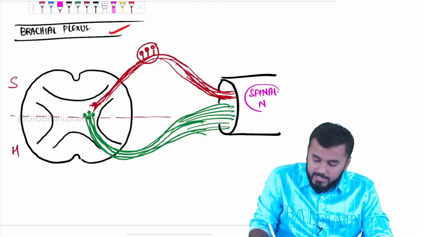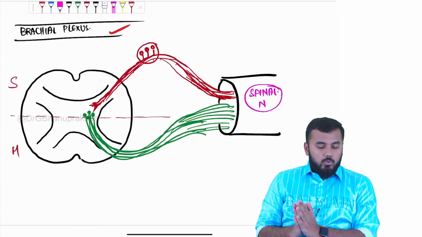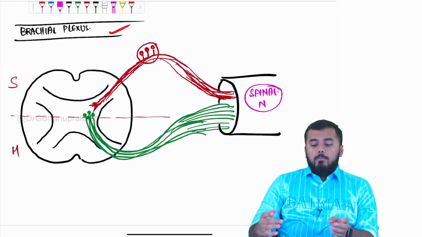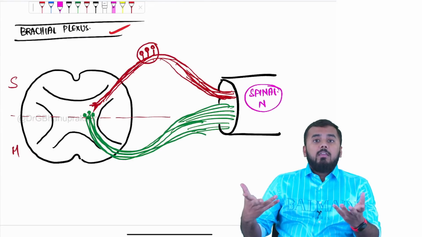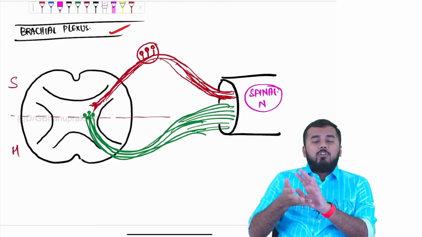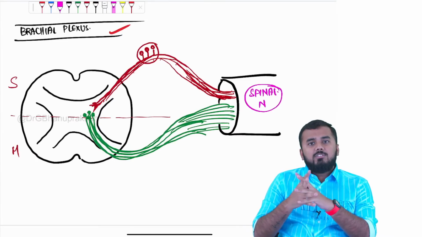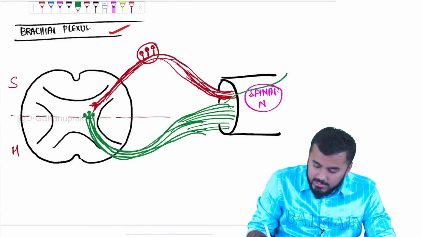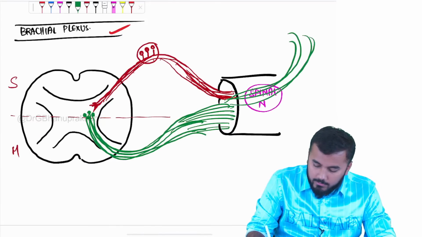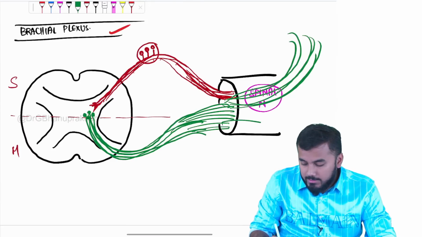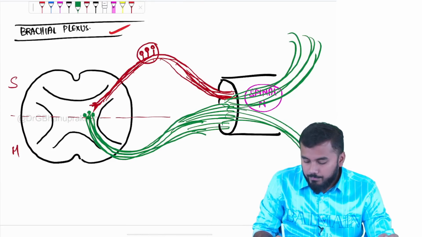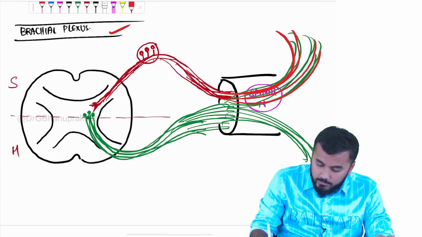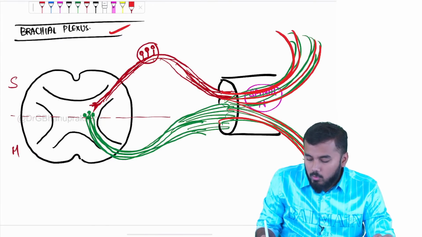Spinal nerve. That is the reason why they tell you the dorsal side is purely sensory and the ventral side is purely motor, but the spinal nerve is a mixed nerve. Why? Because it has both sensory fibers as well as motor fibers. So some sensory fibers go up like this, some sensory fibers go down like this. In the same way, some motor fibers go up like this, and some motor fibers go down like this.